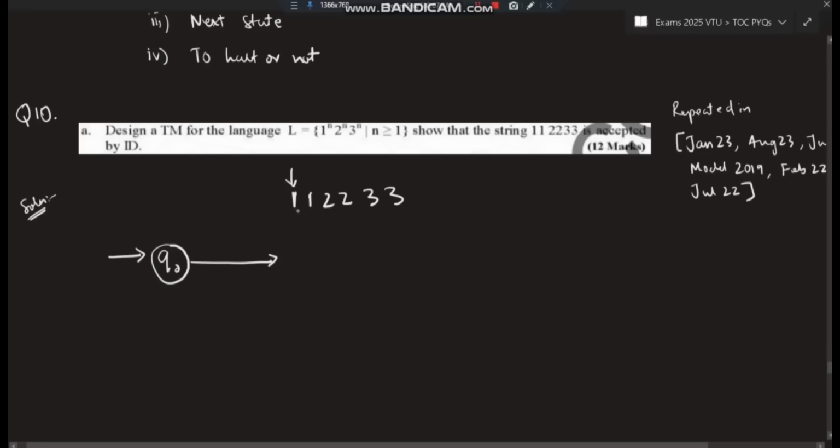Okay. Now what am I encountering? I'm encountering 1. Whenever I encounter 1, my rule is that I'll make that 1 as X. Okay, I'll make this 1 as X. And what I will do, I'll move to the right.